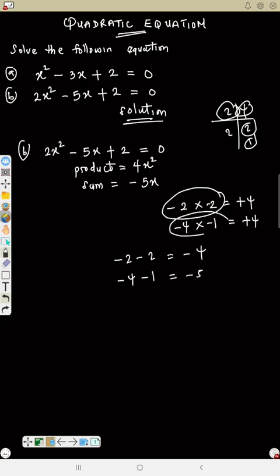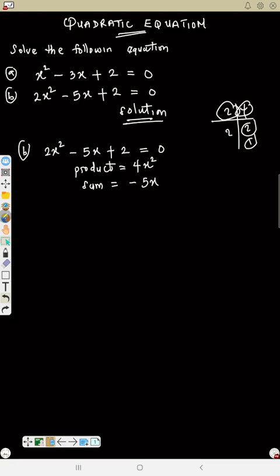As in, if you add the two numbers together, which one gives us minus 5 here? It is this one. That means we can ignore the rest. So the numbers we are going to use are minus 4 and minus 1. So just put x at the back so that it will now replace the middle one. So we have 2x squared minus 4x, as in the two numbers, then minus x plus 2 is equals to 0.